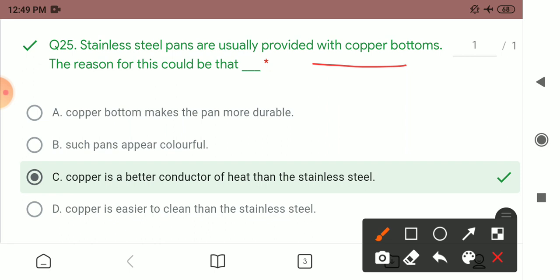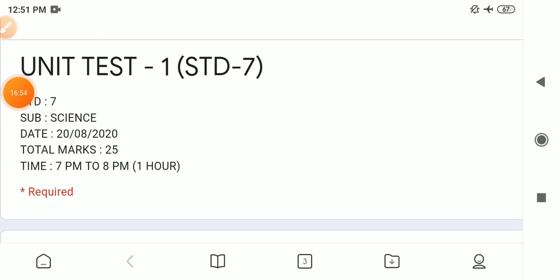So here your answer is option C, that is copper is a better conductor of heat than stainless steel. So that's why stainless steel pans are provided with a copper bottom, so that we can cook food rapidly or fast. So these are the answers for the questions of unit test 2. Now we will see the solution for unit test 1. So now let me start the solution for unit test 1.